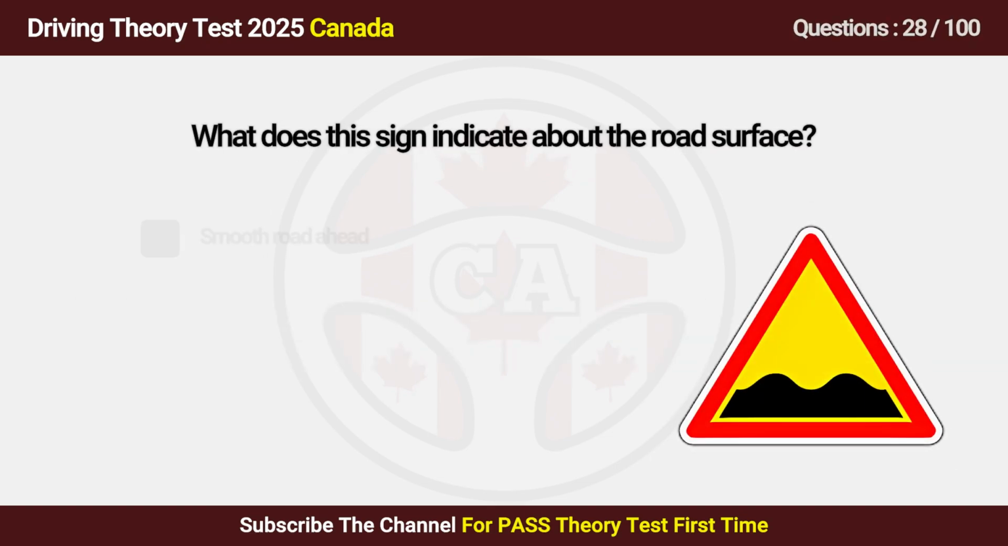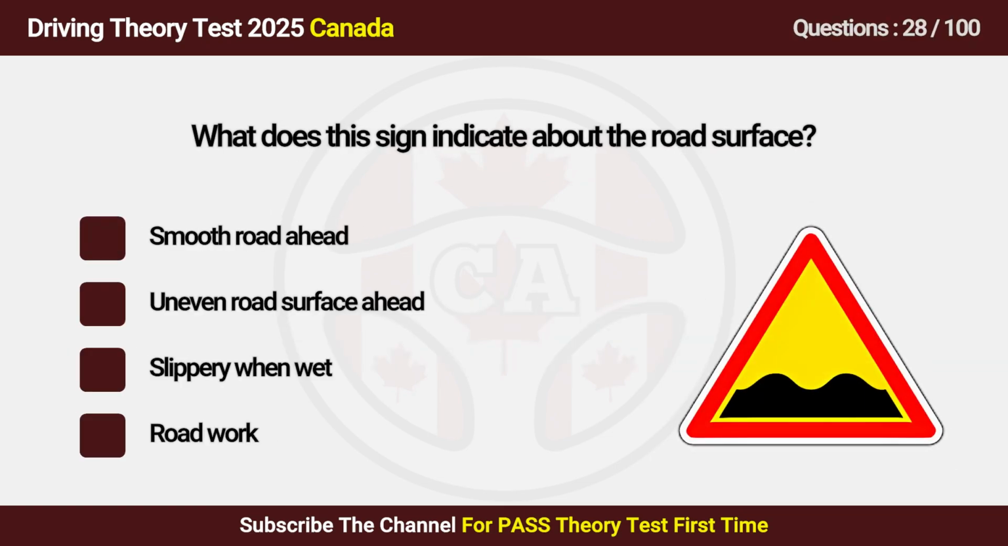Question 28. What does this sign indicate about the road surface? A. Smooth road ahead. B. Uneven road surface ahead. C. Slippery when wet. D. Roadwork.